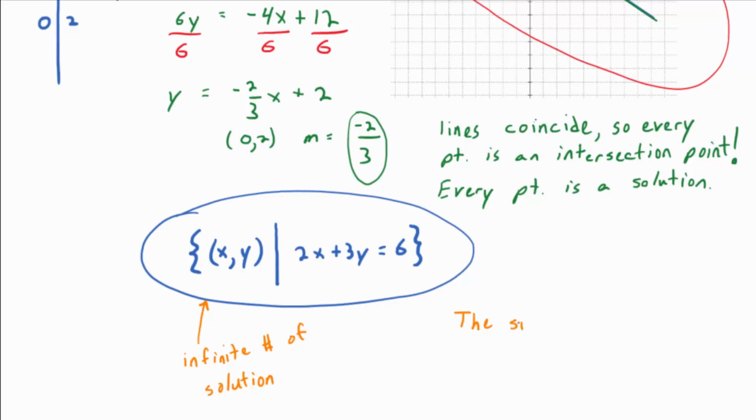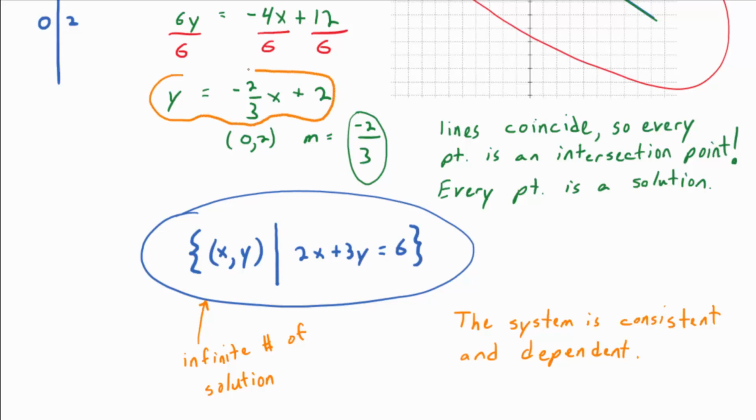Let's back up. Okay, the system is consistent. If I could spell. And not independent, but dependent. So here's where that terminology comes from. If you solve either equation for y, get y by itself, you end up with y equals negative 2/3 x plus 2.